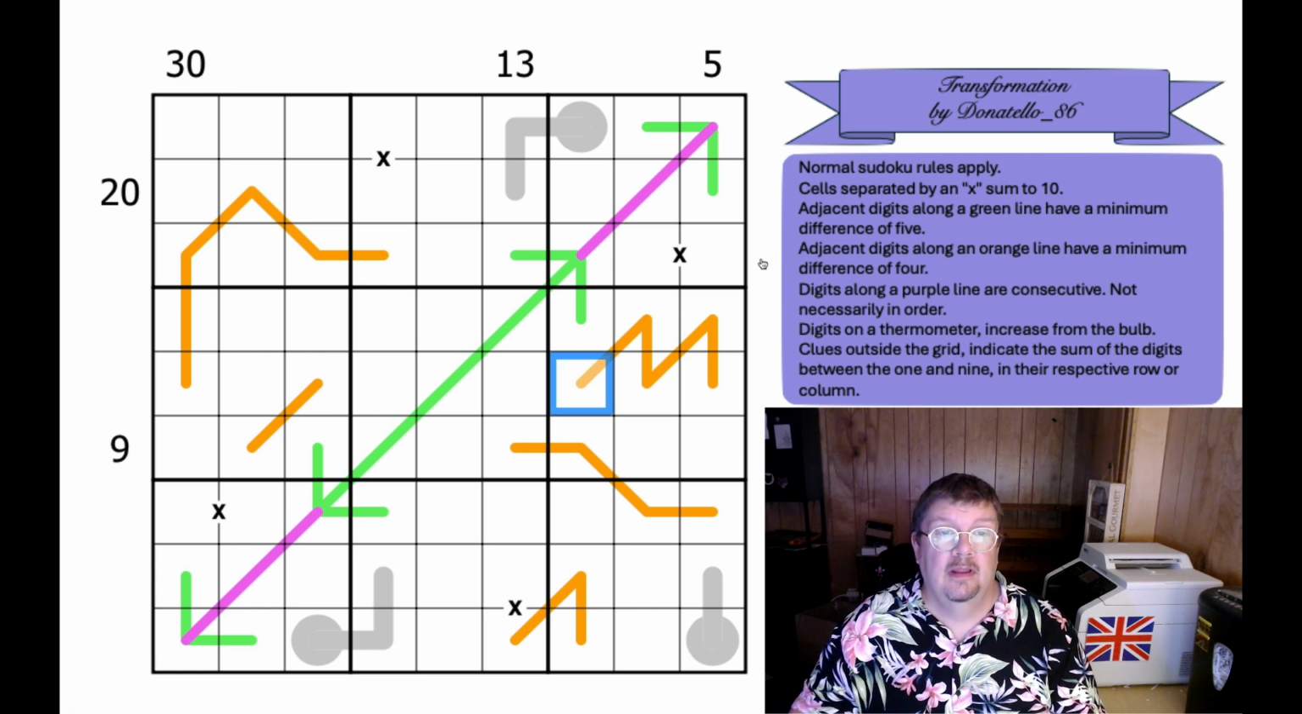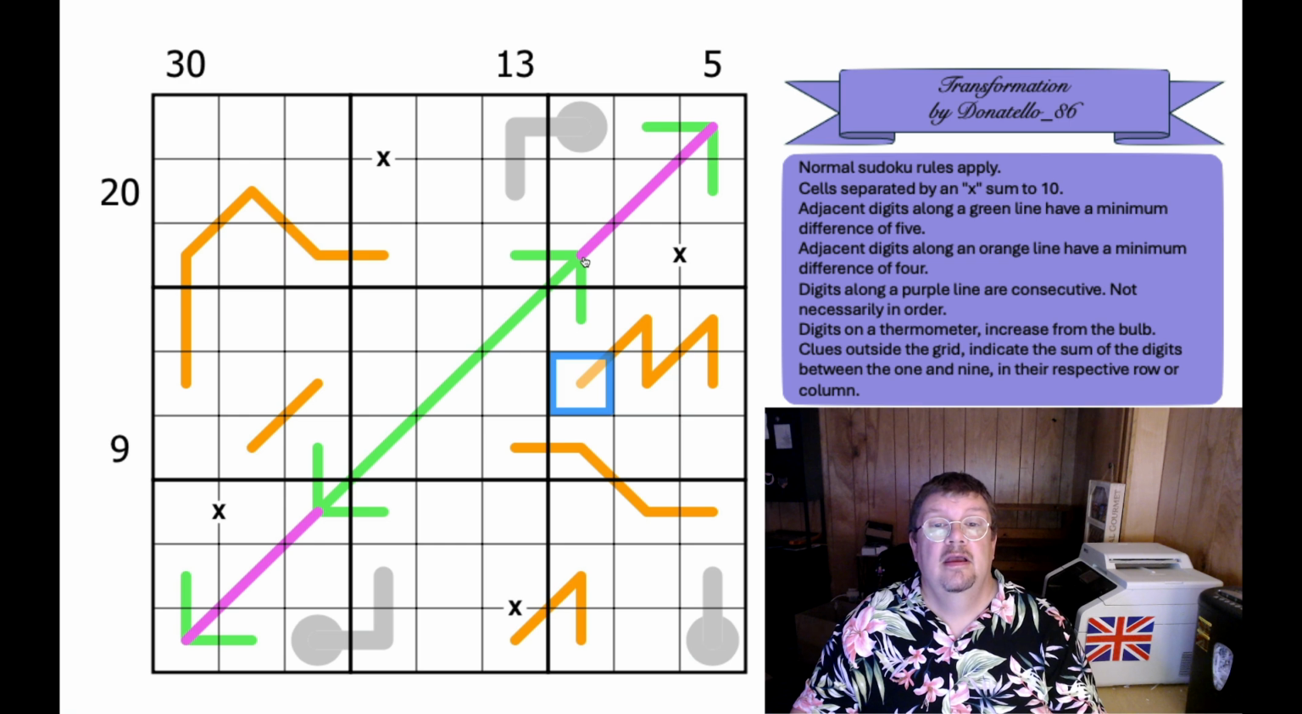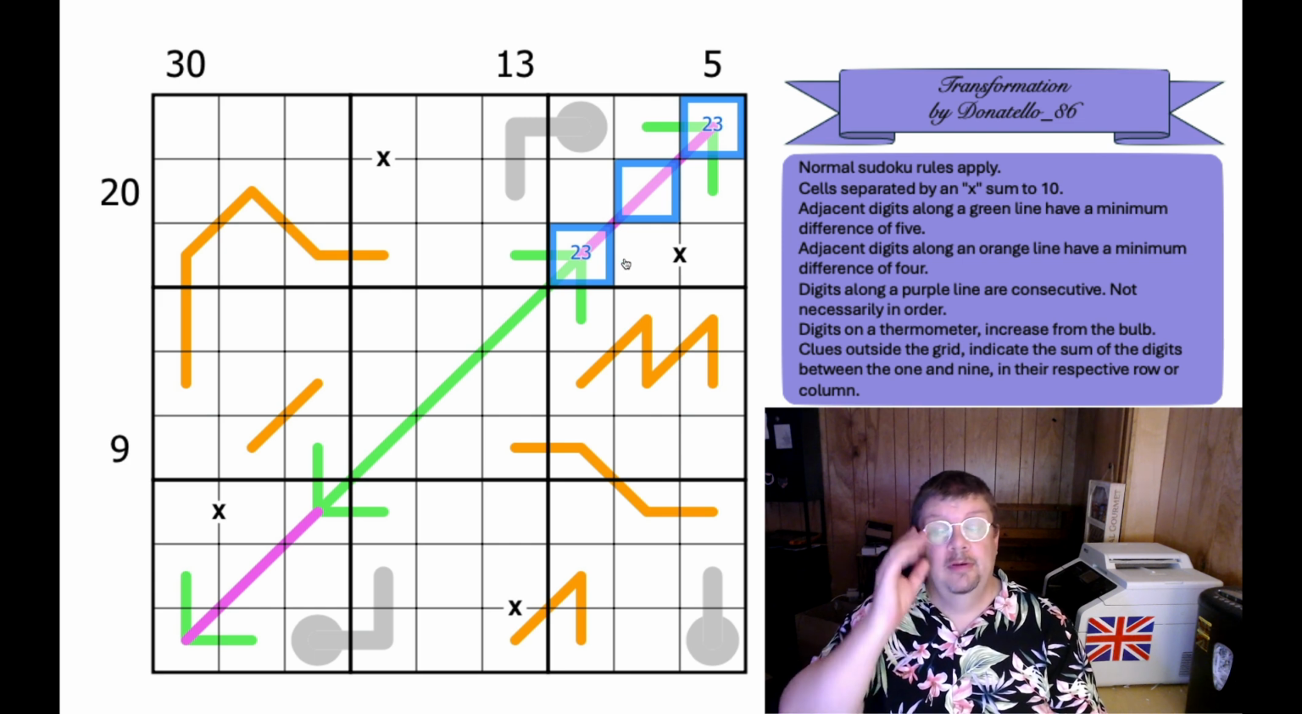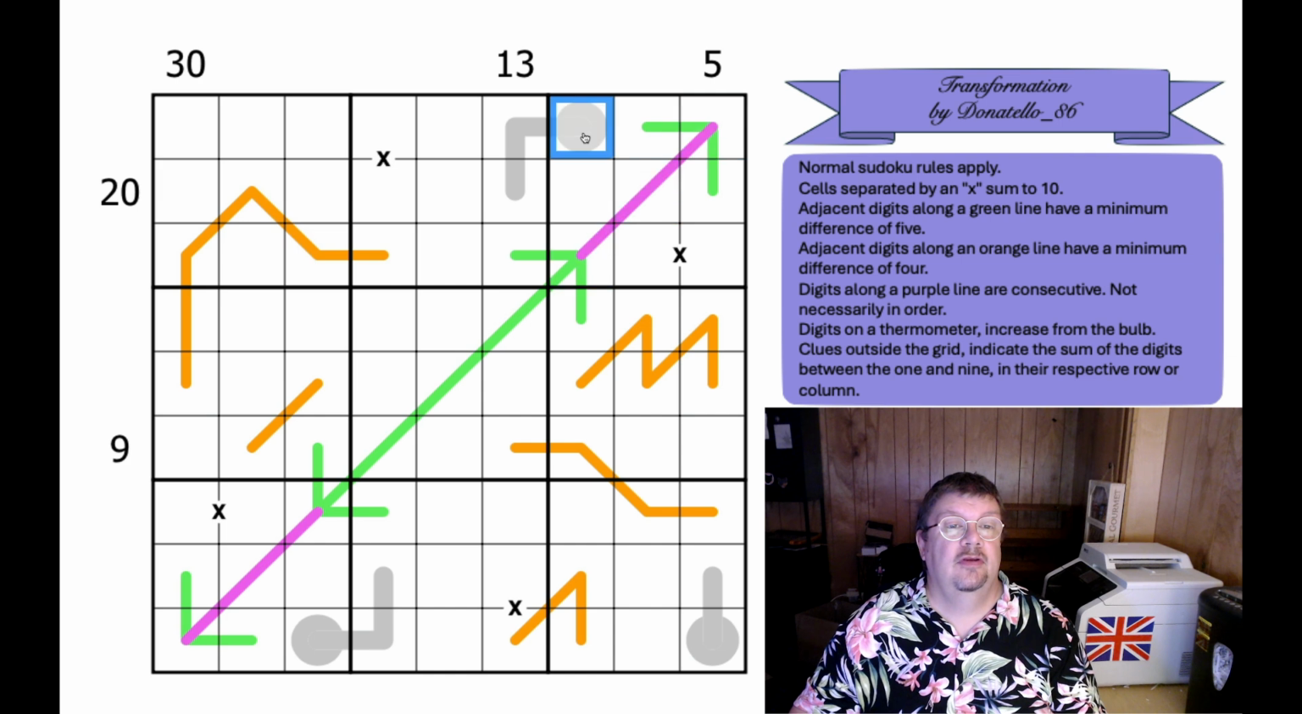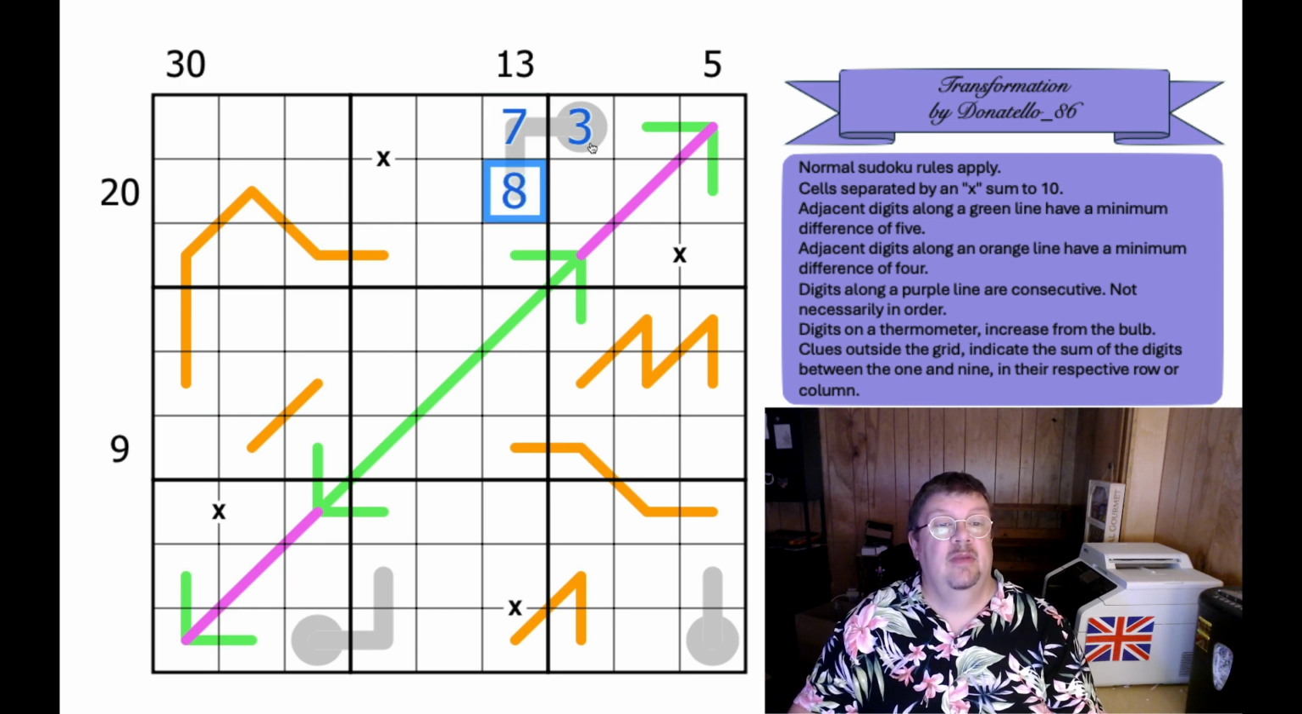Digits along a purple line, which is often called a Renban line, are consecutive. So if we had a 1 here, for example, then those would have to be a 2 and a 3 in some order. Digits on a thermometer increase from the bulb. If this were a 3, this could be a 7, and this could be an 8. Doesn't matter the difference as long as they go up from the bulb to the tip.